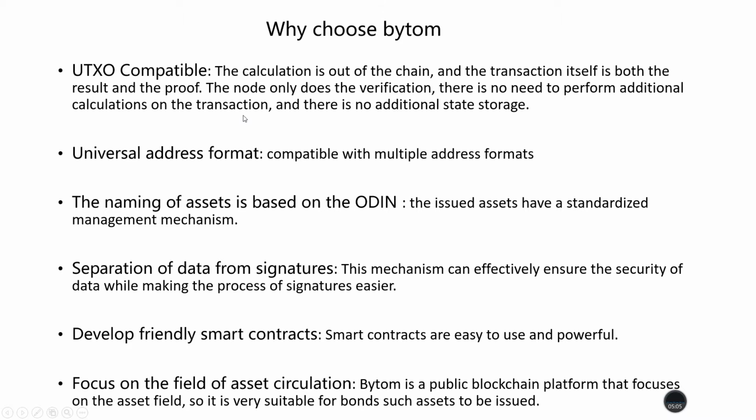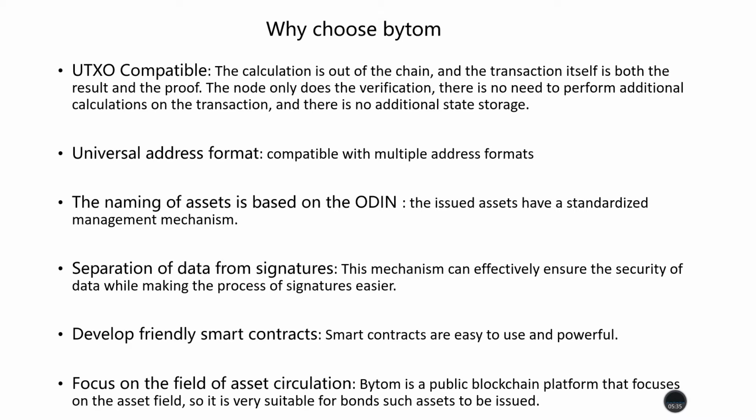So here are some reasons why you should choose Bytom to build apps and to develop. The first one is the UTXO model, which is well known among Bitcoin users, since Bitcoin uses the UTXO model too, but Bytom modified it with the BUTXO model, which is more useful too. The second part is the universal address format. It's compatible with multiple address formats. The third is that naming assets is based on the auditing system.